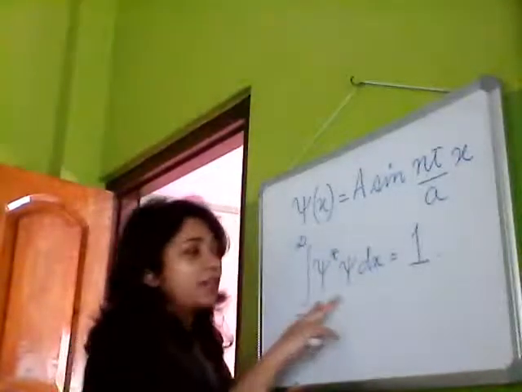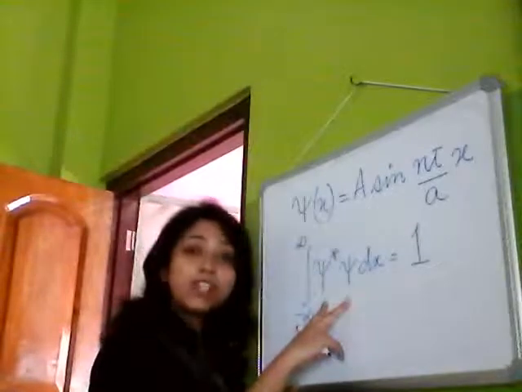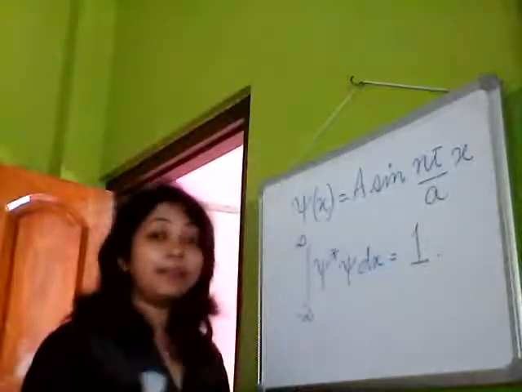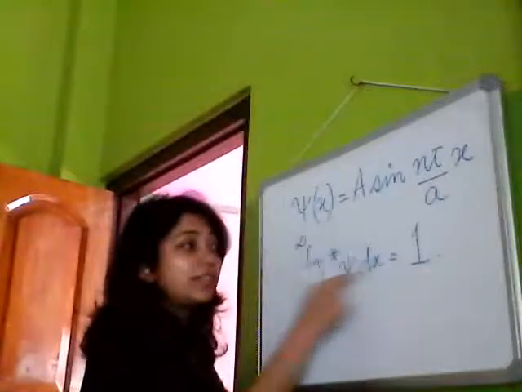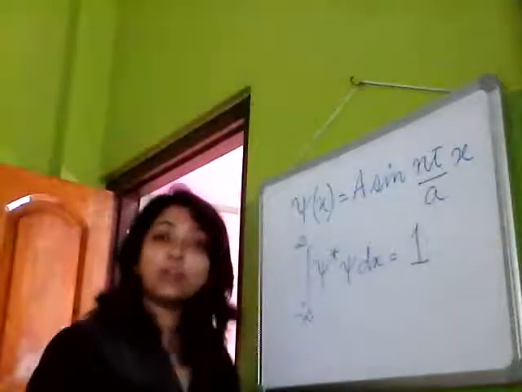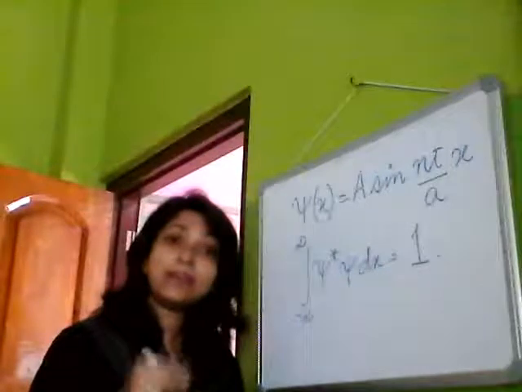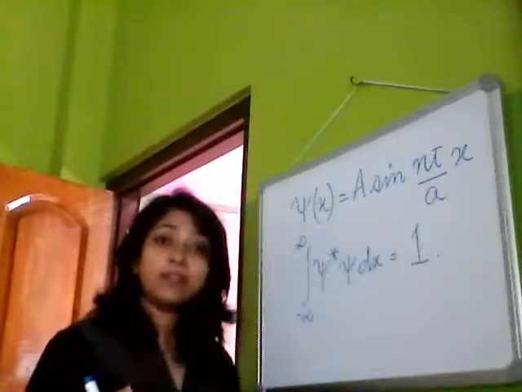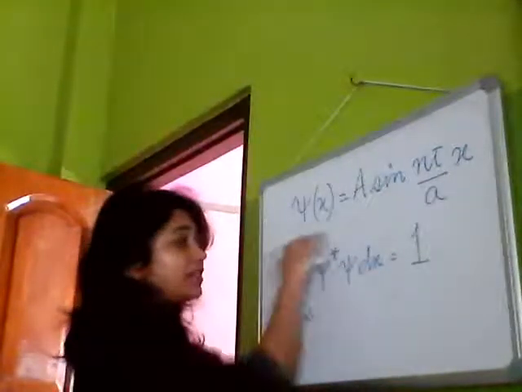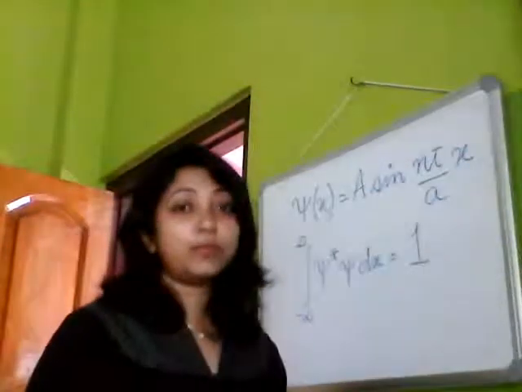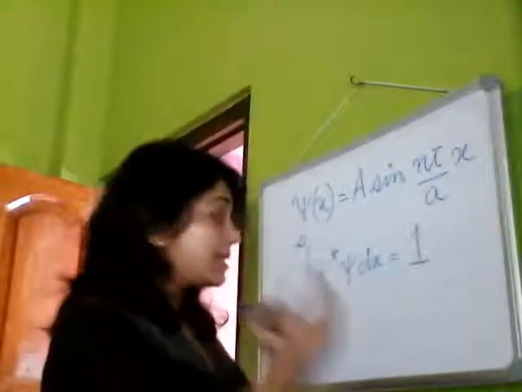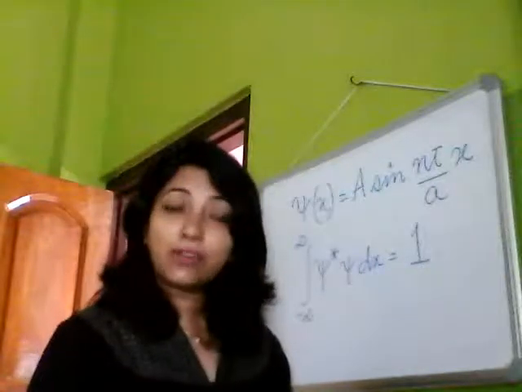Just a recap, psi star psi or mod psi square gives us the probability of finding the particle. And when we integrate this probability density over the entire range of space, we get the total probability. And since the particle is really present somewhere within the limit from minus infinity to infinity, the right hand side of this, or the total probability, comes out to be 1. This condition is called the normalization condition.